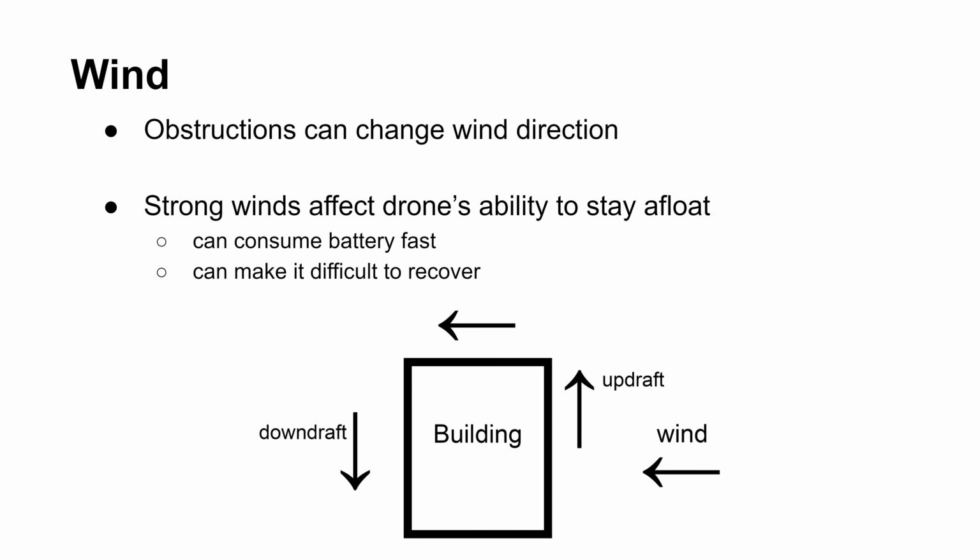Also, consider a building. If the wind blows into the building, it may create a strong updraft on the side that faces the wind. However, the other side of the building will have downdrafts. The same logic applies for mountains or any other tall obstruction.